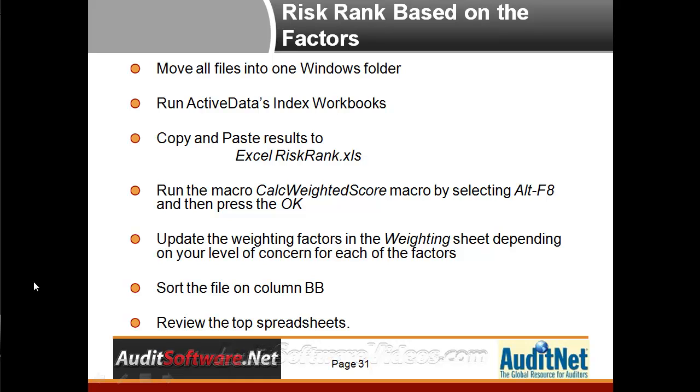We've run the active data index workbooks, and now we're going to do the final steps here. We're going to use this macro-enabled worksheet, and all we have to do is copy and paste the information from the index workbooks into the Excel riskrank.xls workbook. Then we run the calculate weighted score macro. Alt F8 is the quick way of doing it, or you can select the macro and run it.